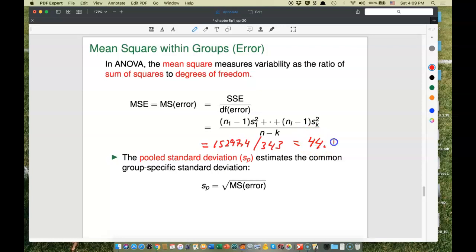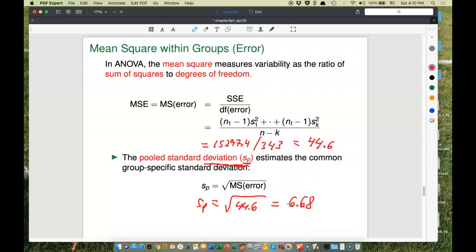Now it's more useful and more sensible to think about the square root of that on the original scale, because this has been squared. So if we're thinking about lifetime in days, then it would be days squared. So now we take the square root of this, and then we're going to be on the original scale, and we can make some sense of it. So 44.6, take the square root of that, we get 6.68.